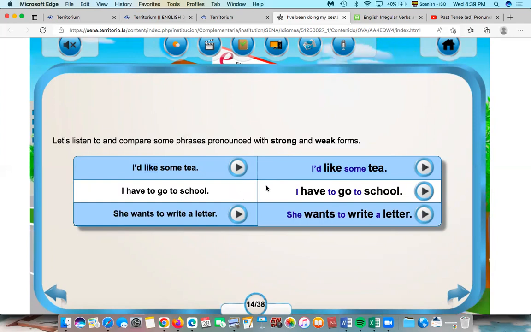I have to go to school. You see? She wants to write a letter. Or probably he's emphasizing something, right? Like, she wants to write a letter. So probably in these ones, you reduce the pronunciation of this, and the actions are more important. Have, go, school, wants, write, letter, right? Actions and nouns, yeah.